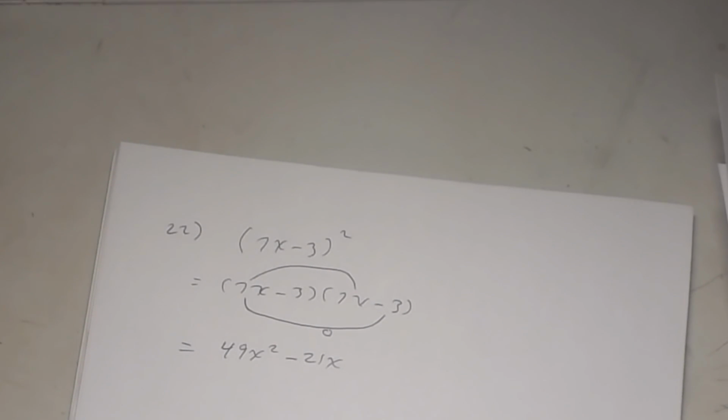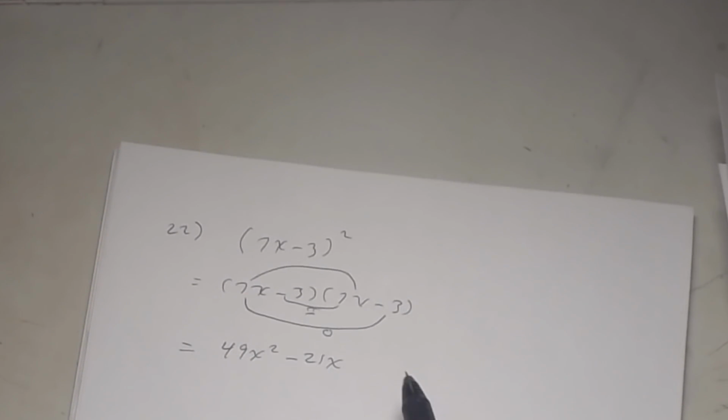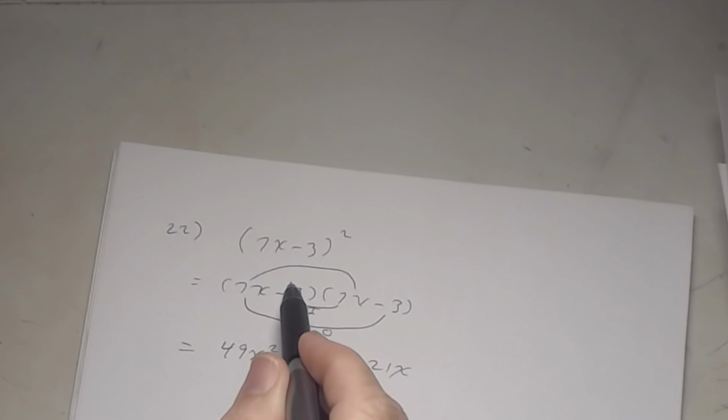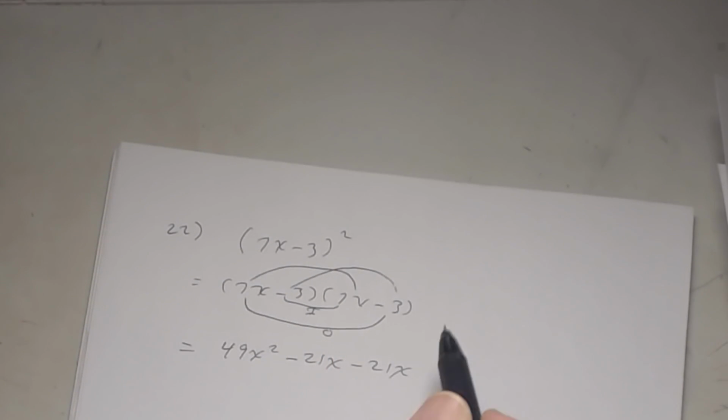All right. Then the inside terms. What terms on the inside? Yep, negative 3 and 7x. So what do you get? Negative 21x. And now your last terms, the last terms of each binomial. What are the last terms of each binomial? Well, negative 3 and a negative 3. Okay? Which is what? Positive 9?